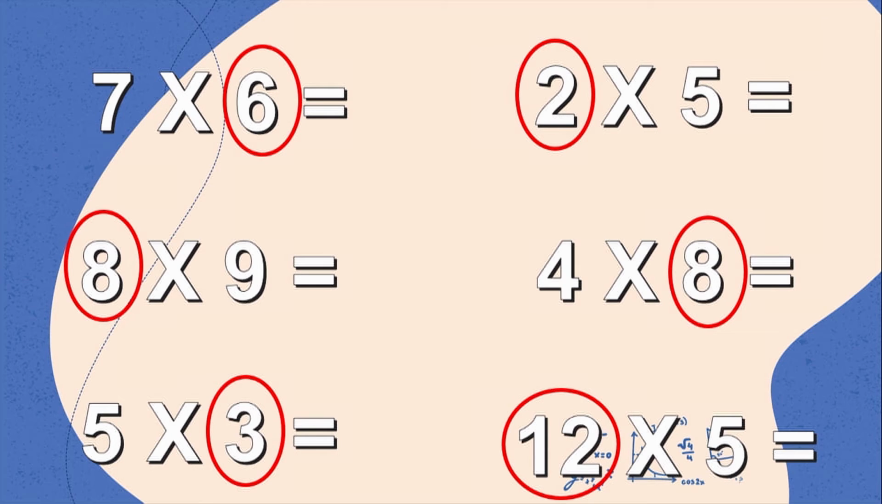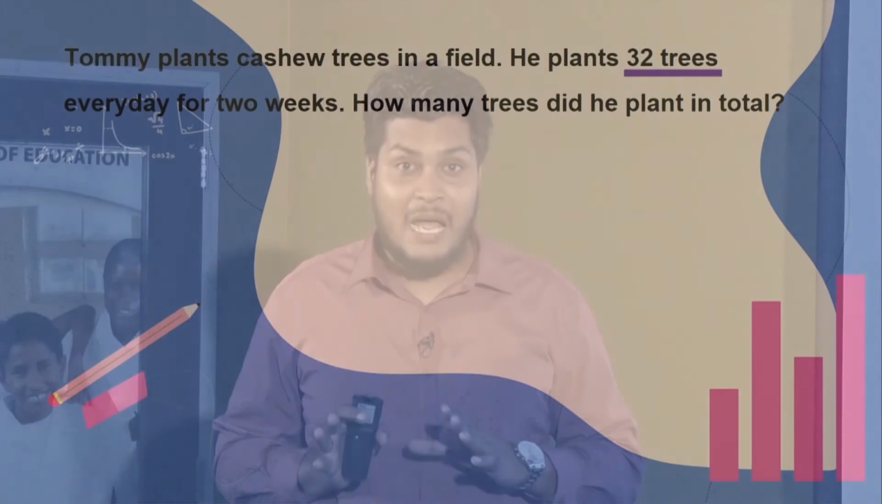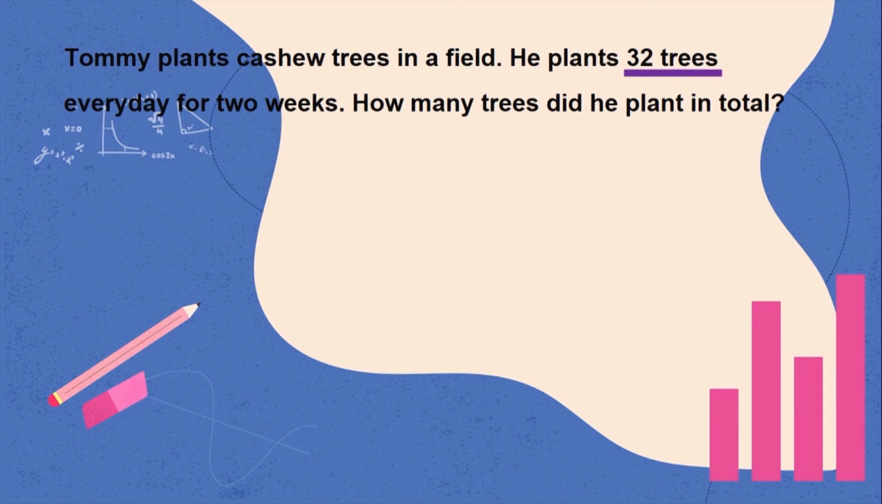Do you all have those written down? Great. Let's move forward. So now we're looking at a worded problem, and we're going to try to apply what we have learned. You read it for me. Tommy plants cashew trees in a field. He planted 32 trees every day for 2 weeks. How many trees did he plant in total?